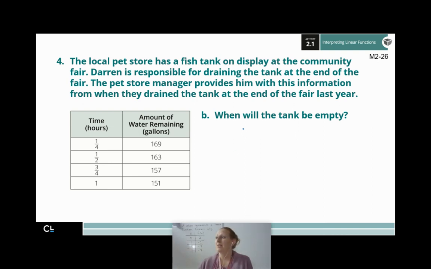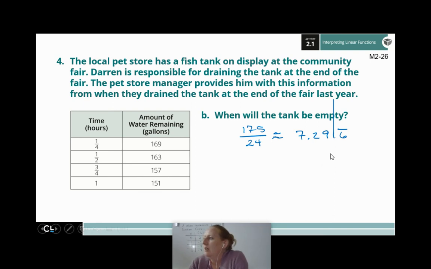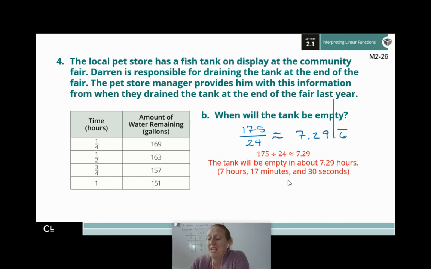So we've realized there's 175 gallons in that tank. If we're going to divide that by 24, right, because we're losing 24 gallons per hour, so 175 divided by 24 with my trusty calculator, ooh, that's not equals, we're going to say approximately 7.2916 going forever and ever and ever. So about 7.29 hours. Wow. Darren's going to be there all night. I'm sorry, Darren. That's not a great job, is it? If you really want to break it down, it's actually 7 hours, 17 minutes, and 30 seconds.